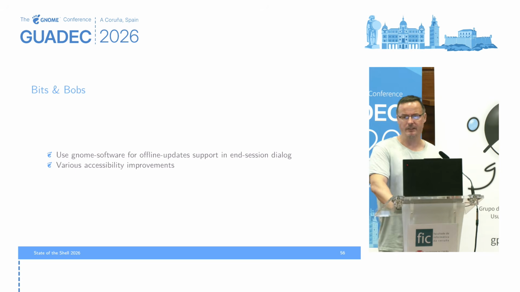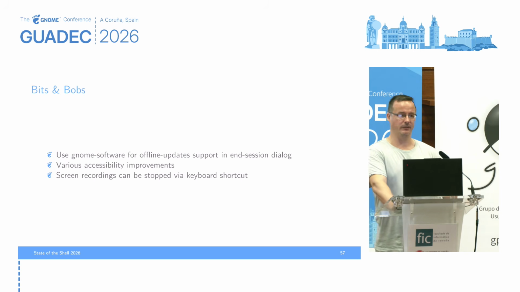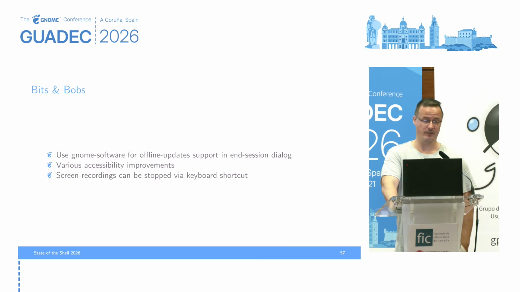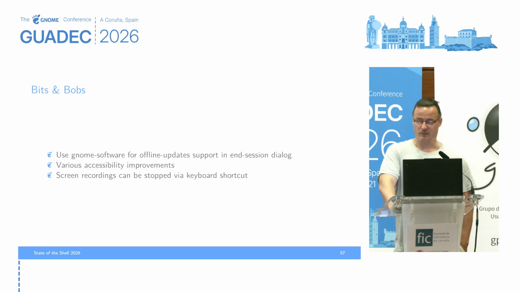So yeah, unglamorous work, but still very important. A very tiny change, but a very popular request. GNOME Shell has a built-in screen recorder that can be started with a key binding. The same key binding can now be used to also stop the recording, which was a big pain point for many people.